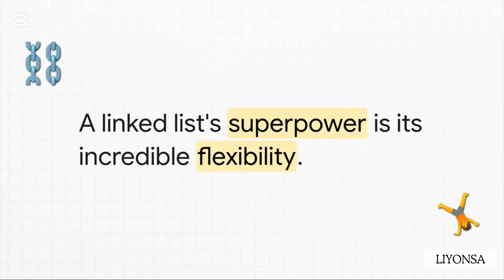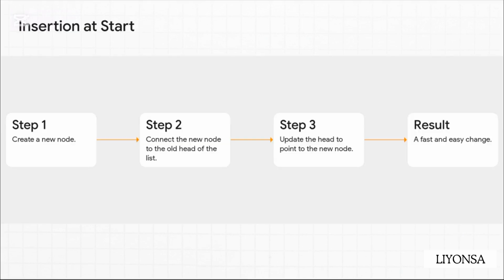And this chain structure is what gives the linked list its own superpower: incredible flexibility. Remember how painful it was to add an item to the front of our array bookshelf? Well, with a linked list, it's unbelievably easy. You just create your new train car, you connect it to the old engine, and then you just announce, hey, this new car is now the engine. And that's it. No moving everything else around. It's fast, it's efficient, it's kind of beautiful, right?